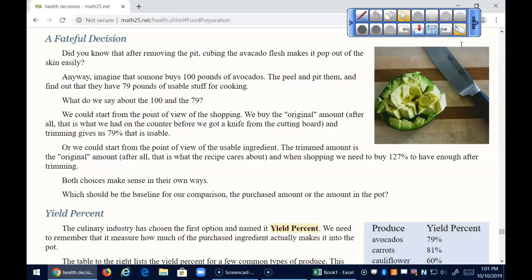So, if I want to put food in a pot to cook with it, I don't get to use everything I shop for. Sometimes there's bad spots on the food. Sometimes we have skin and pits and all sorts of whatever. So, if I have 100 pounds of avocados, then on average, I'll get 79 pounds of usable stuff for cooking. And the official name for that is the yield percent. So avocados, you get 79% of what you shop for.